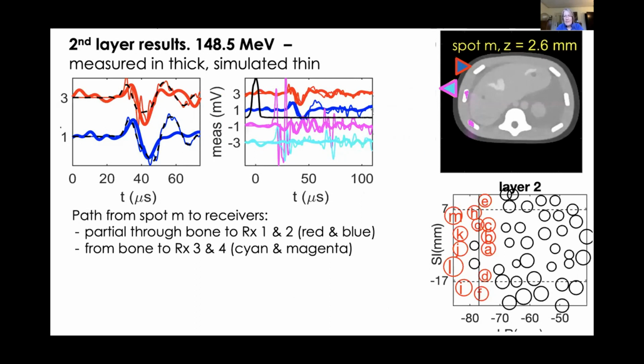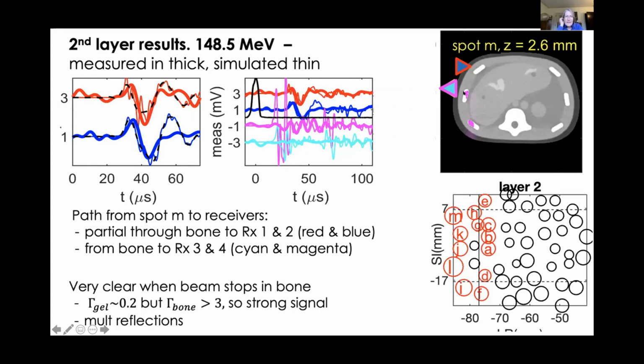Okay. Now, if we look at the pulse from beamlet, I believe number M over here, this beam partially stopped in bone, and the bone has a much higher Gruneisen. So the signal was markedly stronger. Also, you can see, even in the transducers for which the signal just traveled straight up, there were some multiple reflections in the bone that you can see in the simulated signals. Now, my receive chain is so low frequency, it just didn't pick up those high frequency oscillations at all, but agrees.